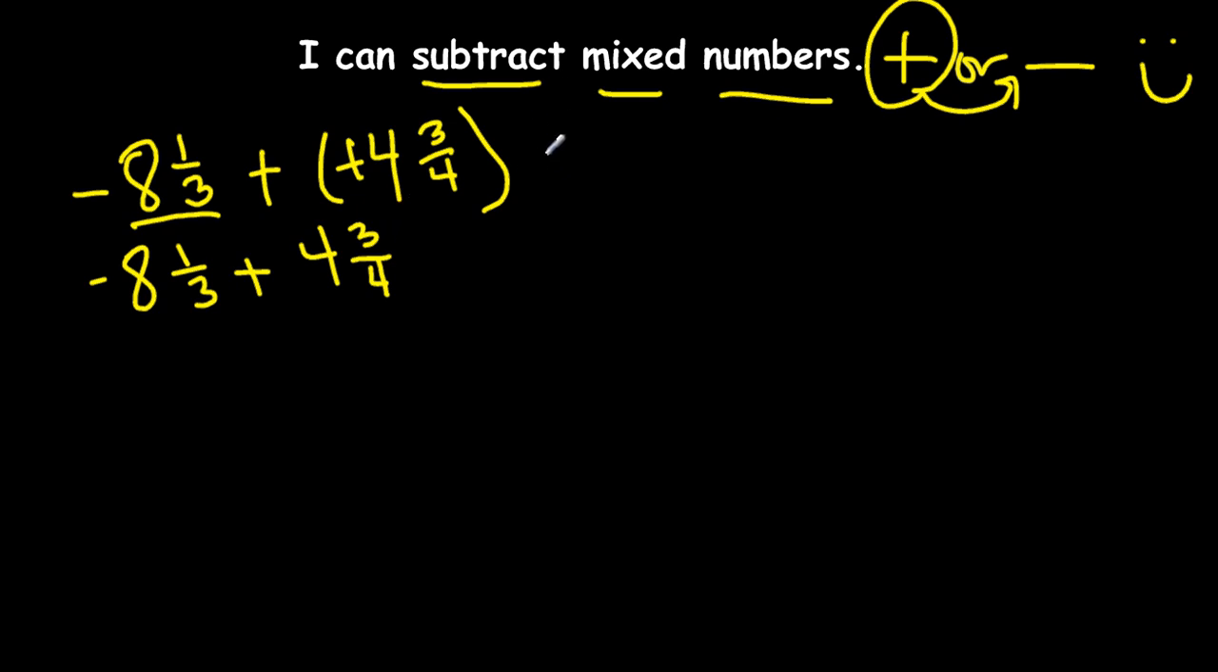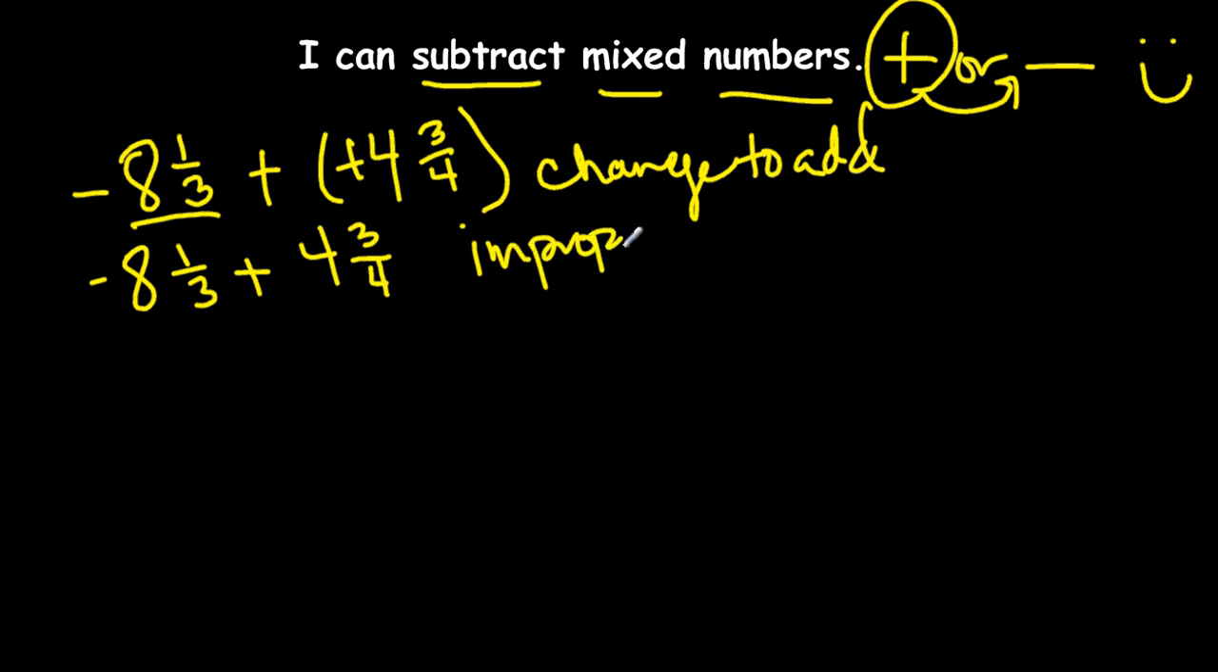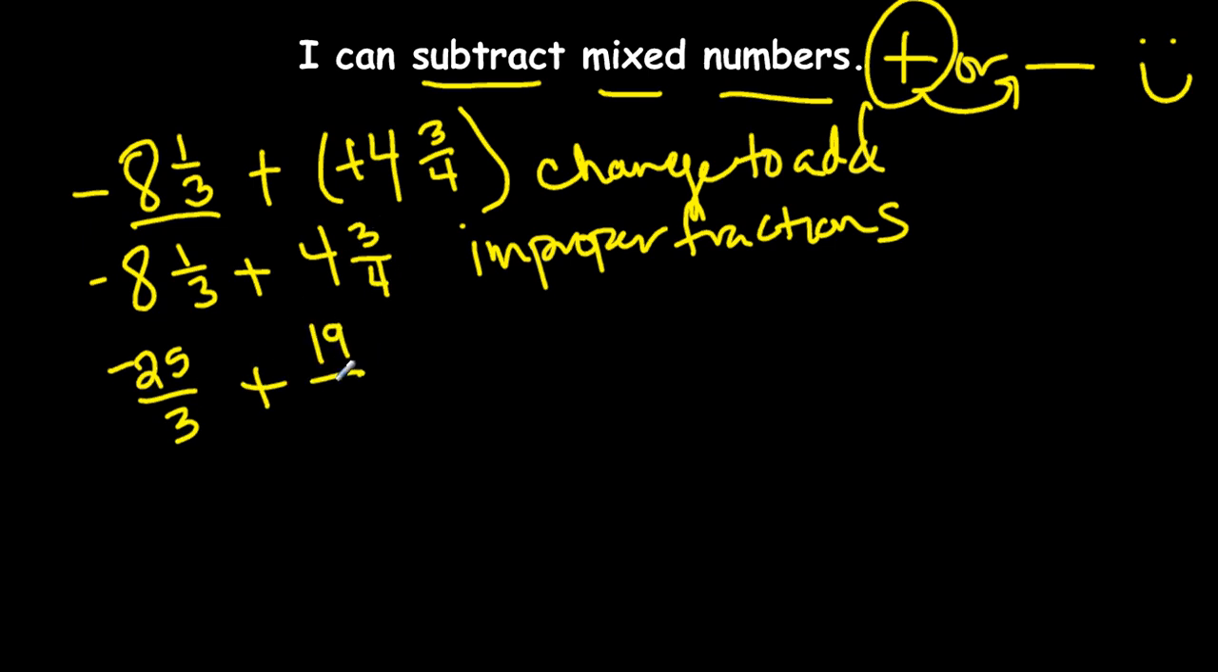Beautiful. So my first step when I'm subtracting is I'm going to change it to add. That's fun. Okay, my next step is I'm going to go ahead and take these numbers and make them into improper fractions. There are other ways, but today I'm feeling the love of improper fractions. So I go 8 times 3 is 24, plus 1 gives me 25, and remember this one's negative, thirds, plus 4 times 4 is 16, plus 3 is 19 over 4.